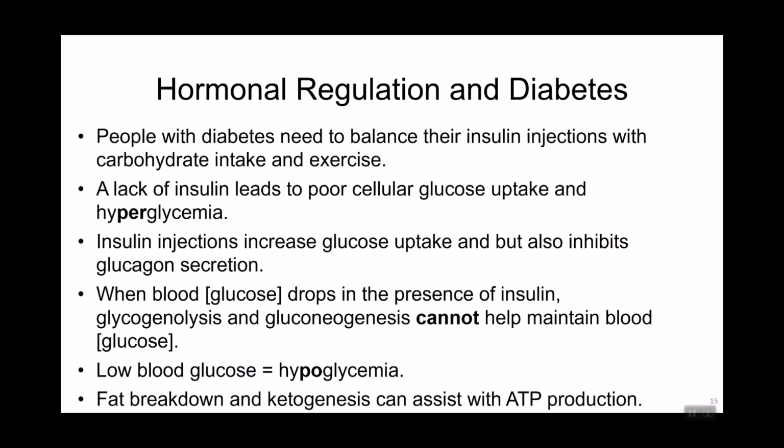And if you're exercising and aren't eating, you don't want to have too much insulin present, because the liver won't be able to respond with glycogen breakdown or gluconeogenesis to maintain blood glucose levels, and this will result in hypoglycemia. Fat breakdown and ketogenesis can also produce acetyl-CoA for energy production, but remember, there are side effects for having too many ketone bodies made.